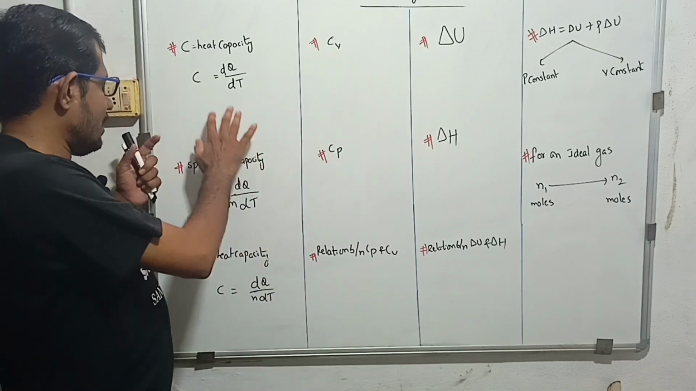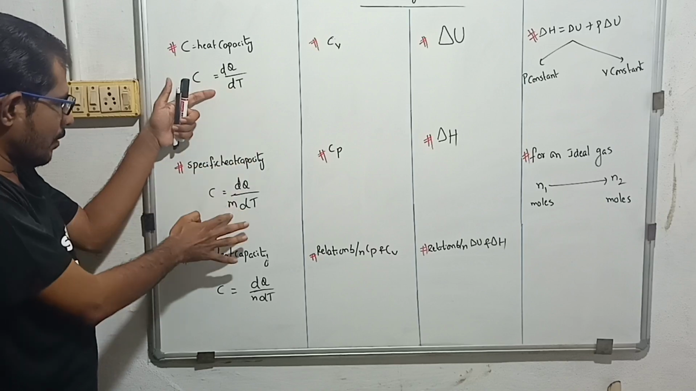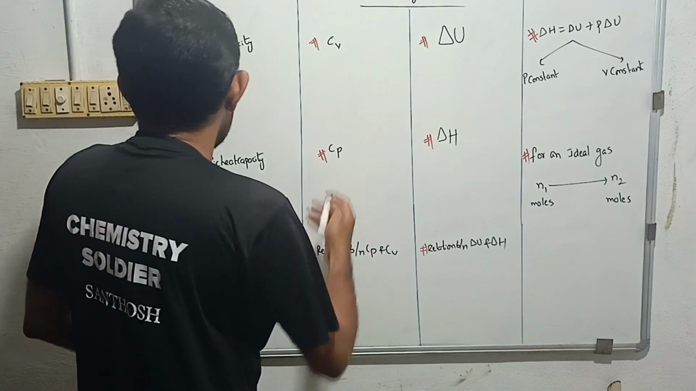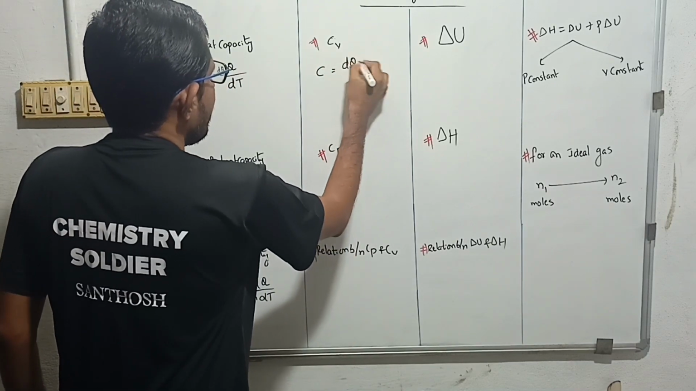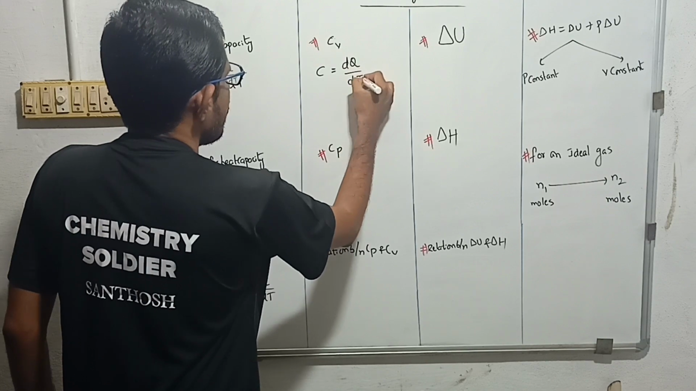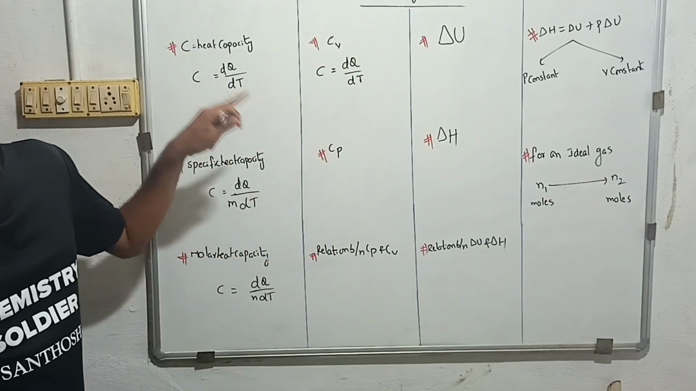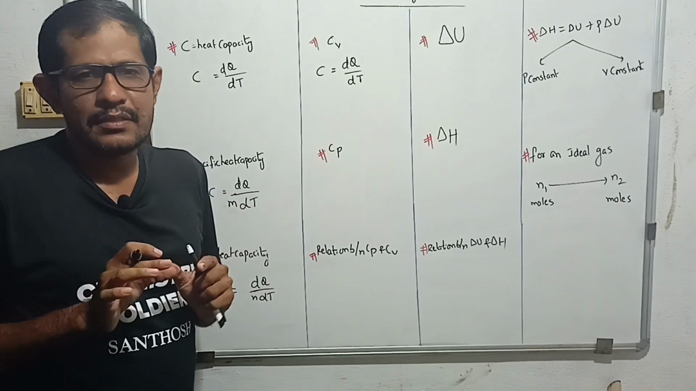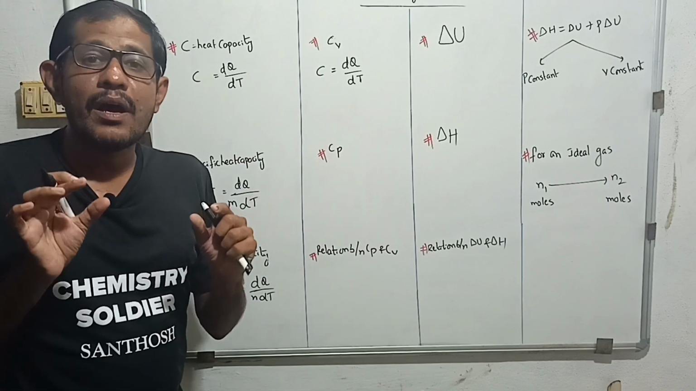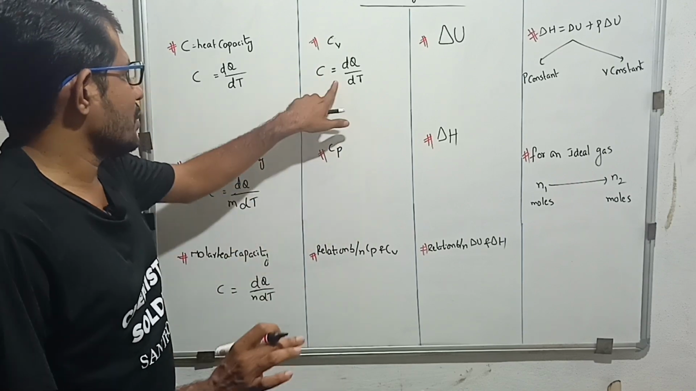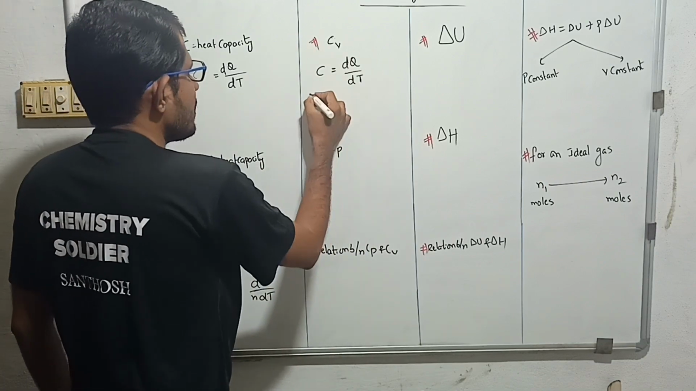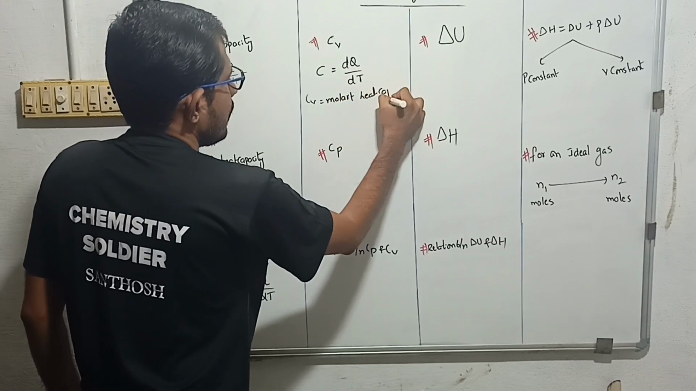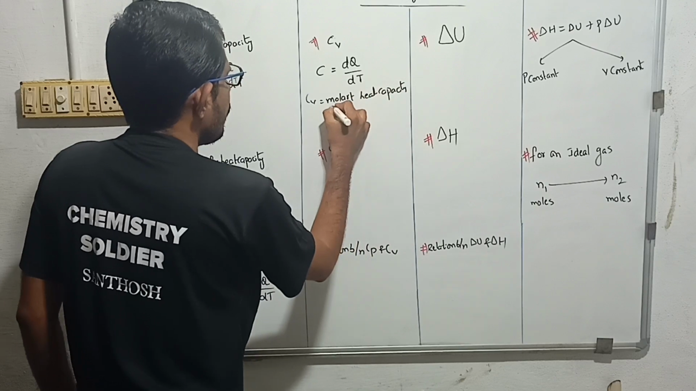Now coming to CV: for specific heat capacity m comes in the denominator, for molar heat capacity n will come. For CV, first write the formula, C equal to dQ by dT. Suppose the examiner mentions molar heat capacity at constant volume in a question, first write this. So CV is nothing but molar heat capacity at constant volume.